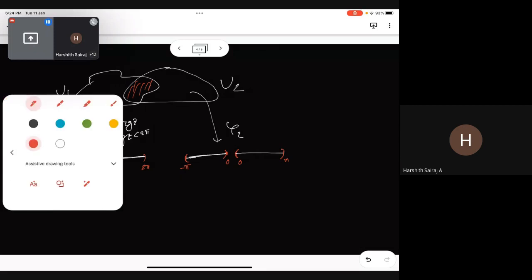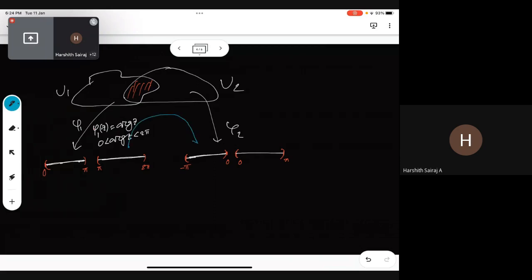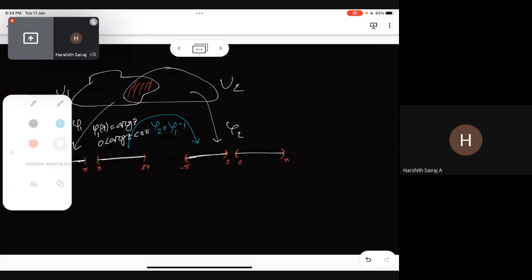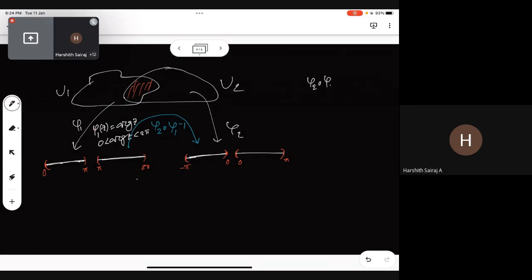Now let us look at what will be the transition function here. Suppose you go this way. So what is the function? You go via phi 1 inverse and then phi 2. So phi 2 compose phi 1 inverse. Right, so what is it? That is identity on 0 to pi. So it has two components. This is z, or maybe I should put t instead of z, because now it is not from where to where, it's from a union of two intervals to a union of two intervals. So let's put t.